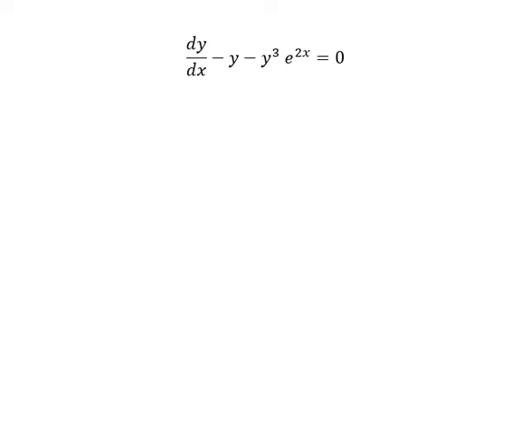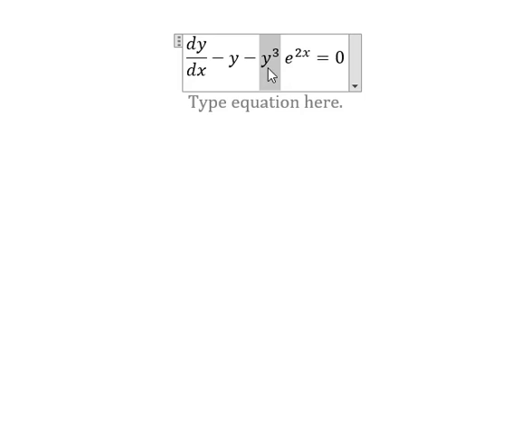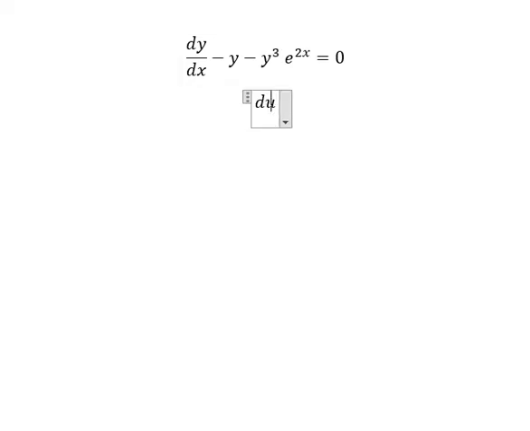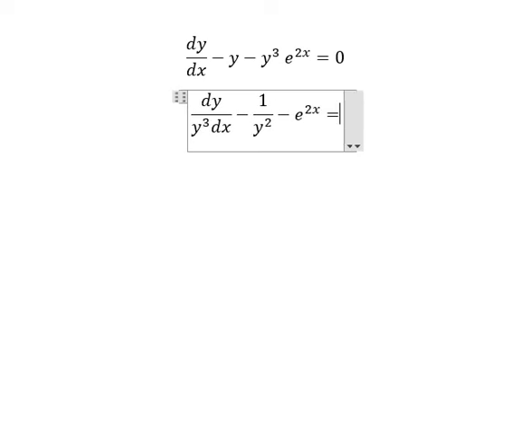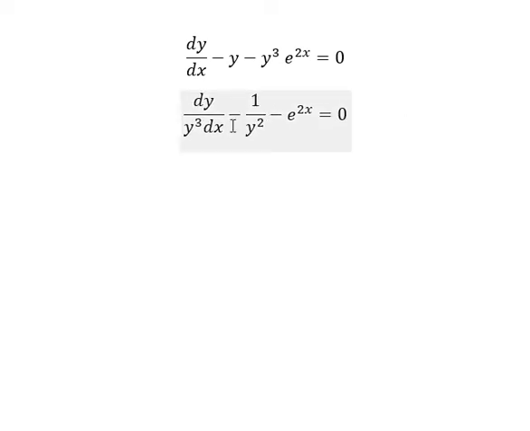The topic is about differential equations. Now I want to show you how to answer. We need to divide both sides by y to the power of 3. So we have negative 1 over y squared dy over y to the power of 3 dx. This is about Bernoulli's equation.